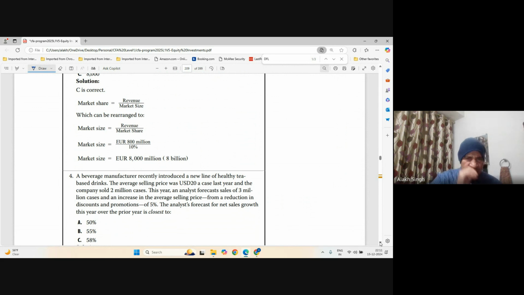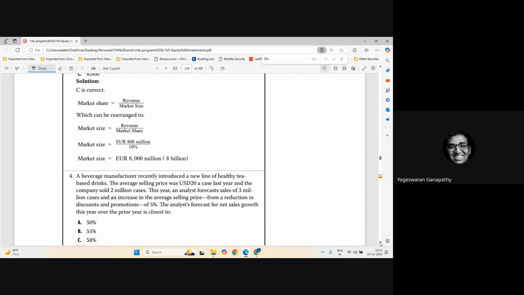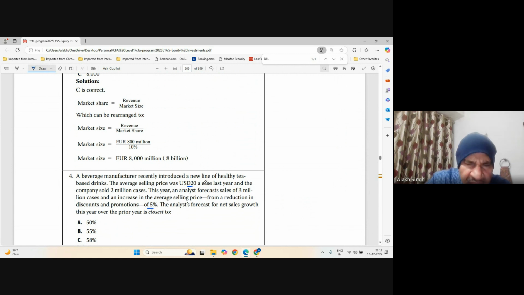A beverage manufacturer recently introduced a new line of healthy tea-based drinks. Average selling price was $20 a case last year, and the company sold 2 million cases. This year, the analyst forecasts sales of 3 million cases and an increase in average selling price from a reduction in discounts and promotions of 5%. The analyst forecast for net sales growth this year over the prior year is closest to? So what was sales revenue last year? 20 times 2 million, so last year sales was 40 million.